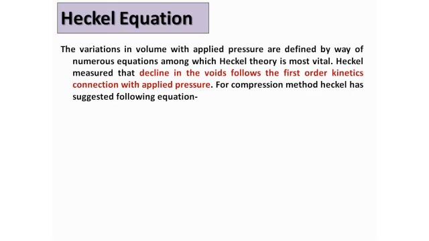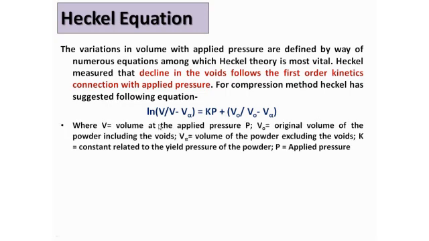For the compression method, Heckel has suggested the following equation. The equation is very simple. It is the negative logarithm of (V by V minus V alpha) is equal to Kp plus V naught by V naught minus V alpha. So what are these terms? Here V is the volume at the applied pressure P.